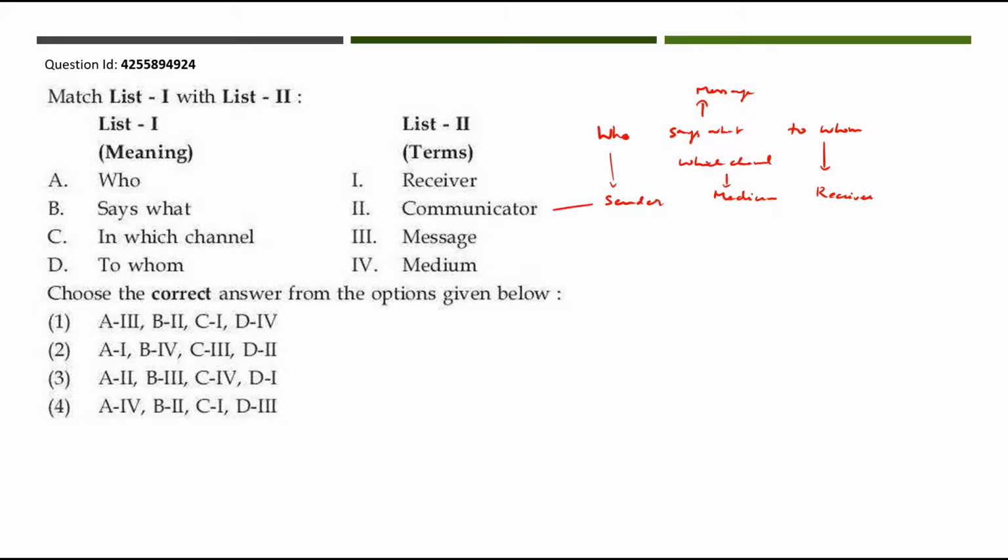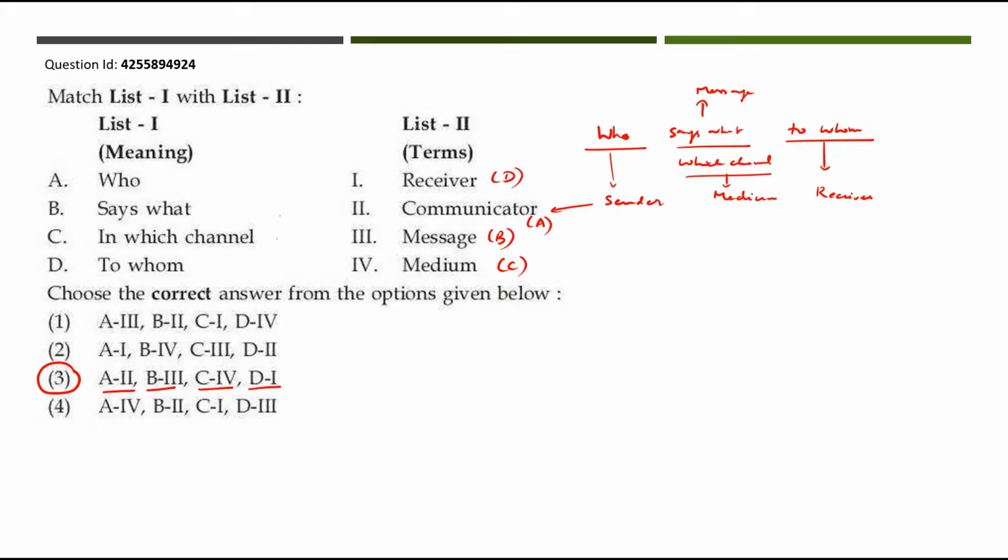Sender is nothing but the communicator. A will be mapping to 2, says what is message. B is mapping to 3, in which channel is the medium. C will be mapping to 4, to whom is the receiver. D will be mapping to 1. So we will go with option number 3, A2, B3, C4, D1 as the right answer.